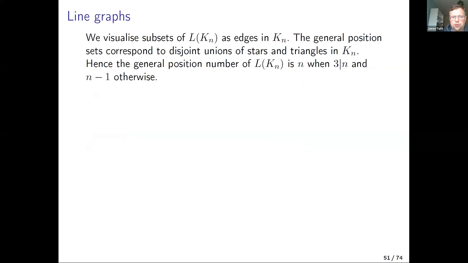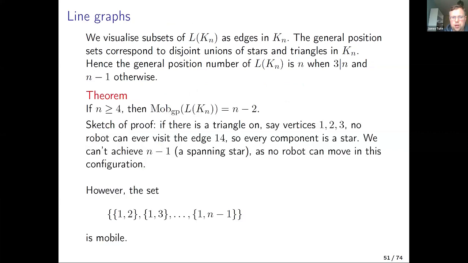In line graphs of complete graphs, the answer is n minus 2. It turns out that if you are very near to the general position number, everything's rigid and you can't move. But if you use a star with 1 edge missing, so it's nearly spanning, then you have just enough flexibility to visit everything.